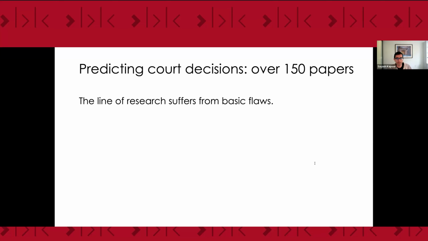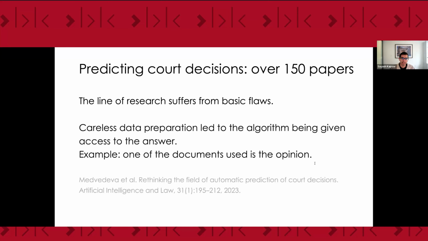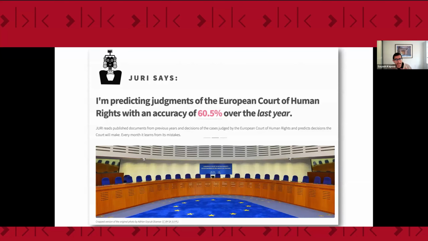So a recent paper by Medvedeva et al. looked at the entire line of research aimed at predicting the outcomes of court decisions. They found that in the vast majority of papers, there are severe errors. In some cases, the AI model is directly given access to the answer, which leads to an overestimate of performance. In others, the AI system is not really given the exact verdict, but is given the opinion that accompanies the verdict. Now, as you can imagine, predicting the outcome based on the opinion given alongside a verdict does not really count for much. And in fact, when researchers have tried to remove these errors and reevaluate AI, it turns out that AI isn't very good at making these predictions.